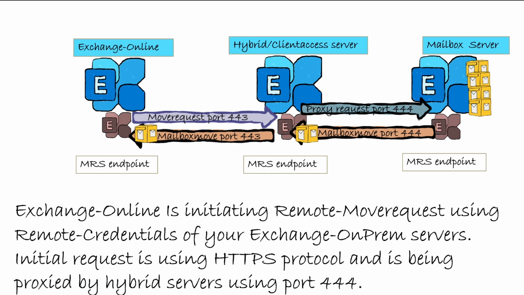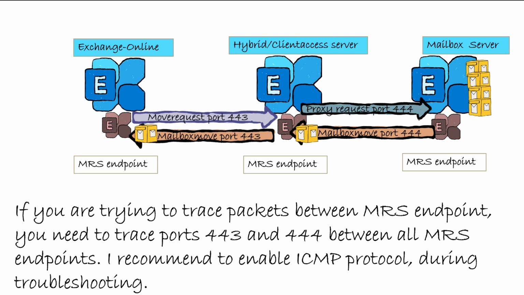Initial request is using HTTPS protocol and is being proxied by hybrid servers using port 444 to your mailbox database servers. If you are trying to trace packets between Exchange endpoints, you need to trace ports 443 and 444 between all Exchange endpoints, which are actually all your Exchange servers and Exchange Online. I recommend to enable ICMP protocol during troubleshooting to get more visibility during connection tracking.